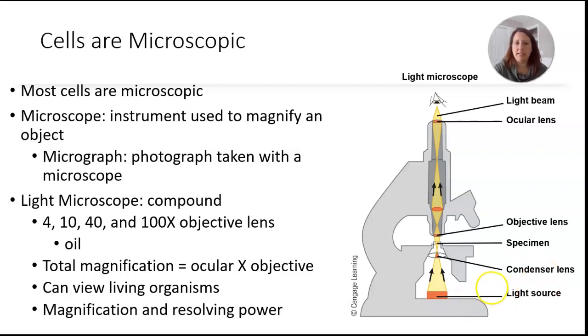Okay, how do we see cells? So most cells, with the exception of just a few, are going to be microscopic. They're tiny. We cannot see them with the unaided eye. And so we're going to use an instrument, right, to expand our sense of sight, or to enhance our sense of sight. And so the microscope, right, you've seen this in the lab already. The microscope is going to be an instrument that we use to magnify an object. And so to magnify means to make appear larger.